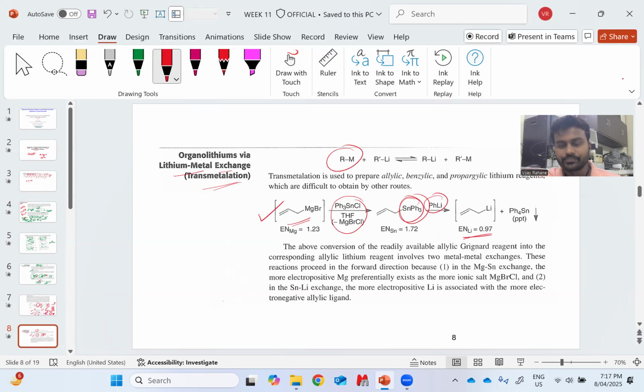So this allyl lithium is formed, and the tin Ph4 that's formed precipitates, and that can be easily separated out. So we can get the allyl lithium. The professor has already covered the allyl lithium or that sort of reaction of the allyl organocompounds, allyl stannane. So this is the allyl stannane. This is how the reactivity of this allyl stannane with phenyl lithium goes, and we can get this allyl lithium from the allyl stannane.